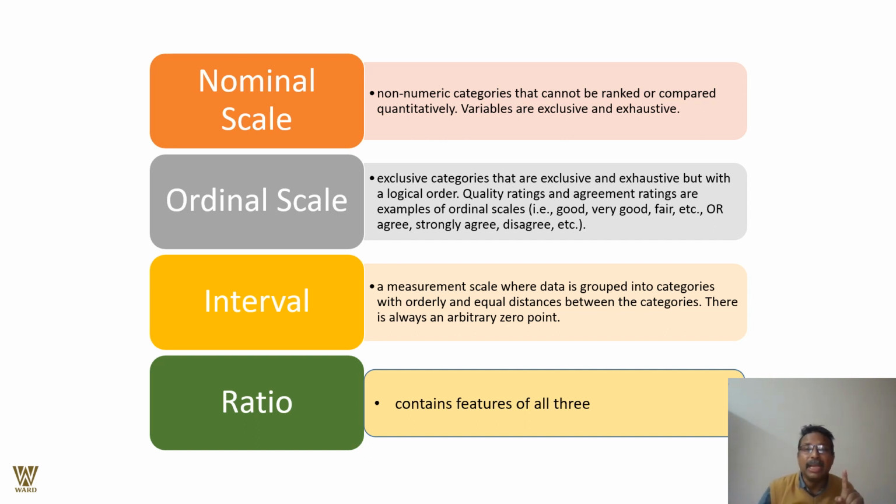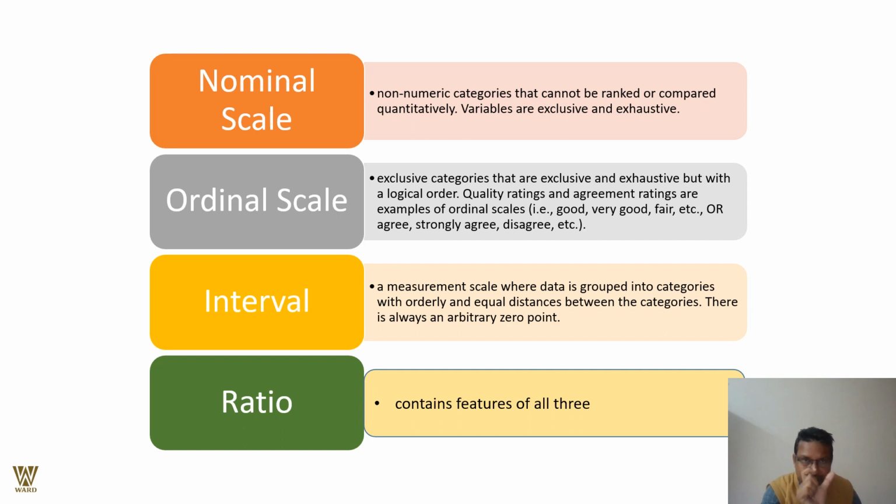Remember, for the nominal scale, the variables are exclusive and exhaustive, but for ordinal, everything is exclusive. Everything, not only the variables, but all the data sets.